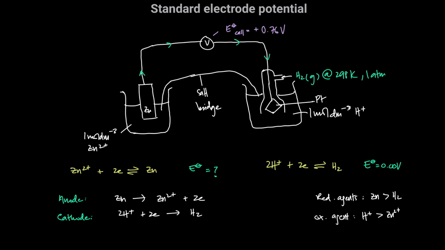Now over here, we know that H plus ions are better oxidizing agents than Zn2+ ions, right? And we know that the standard electrode potential, or the standard reduction potential, is the measure of the oxidizing strength. So here we can say that Zn2+ ions are weaker oxidizing agents than H plus ions. Therefore, the standard electrode potential for this should be negative. It should be more negative than this, or less positive than this. Now obviously, if this is zero, then this will be negative. So we can say that the standard reduction potential, or the standard electrode potential, for Zn2+ will be negative 0.76 volts.